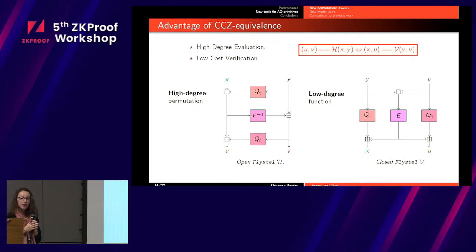And we can have at the same time a low degree verification. Because if we perform the verification for the open Flystel, it will be quite expensive. So instead of checking that UV is the output of XY using the open Flystel, we'll prefer to check that XU is the output of YV using the closed Flystel, because this is less expensive. We can do this because there is CCZ equivalence and the verification is the same. So really, the advantage is that on one side we can have high degree evaluation, so high security level, and on the other side, low degree verification, so good performance.